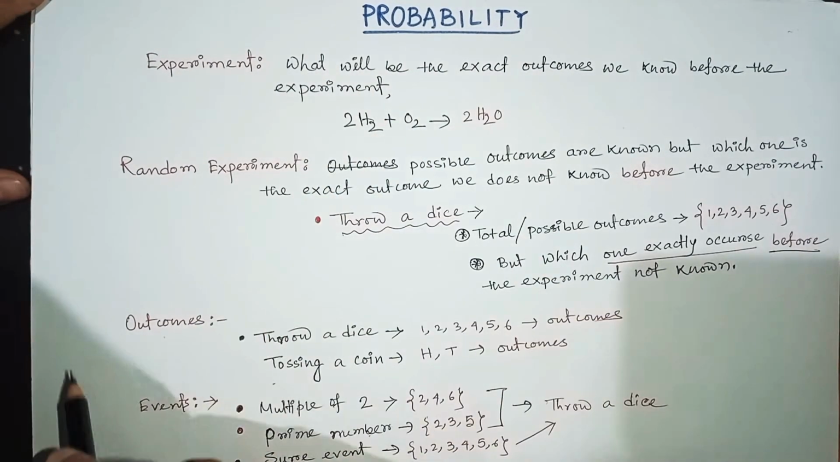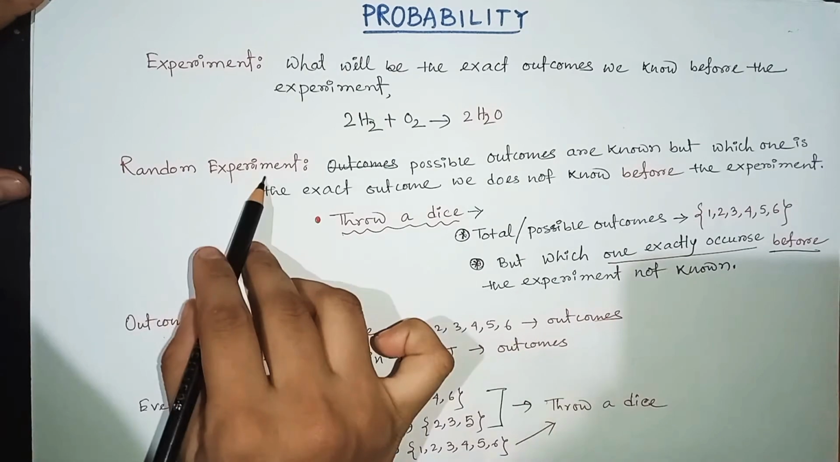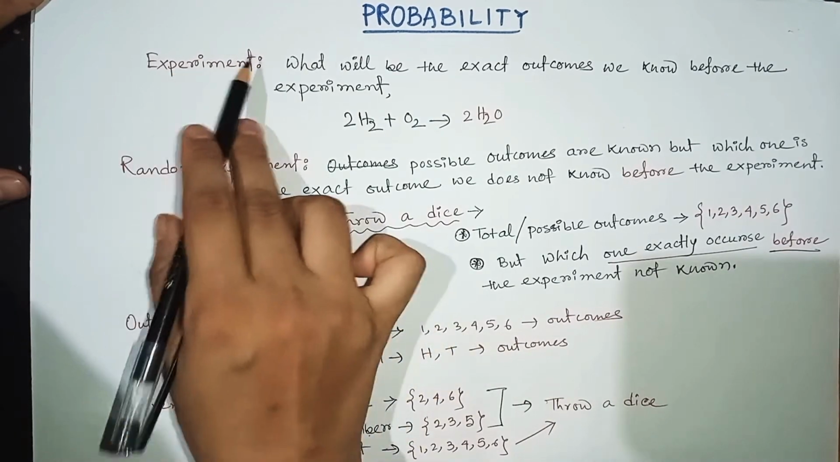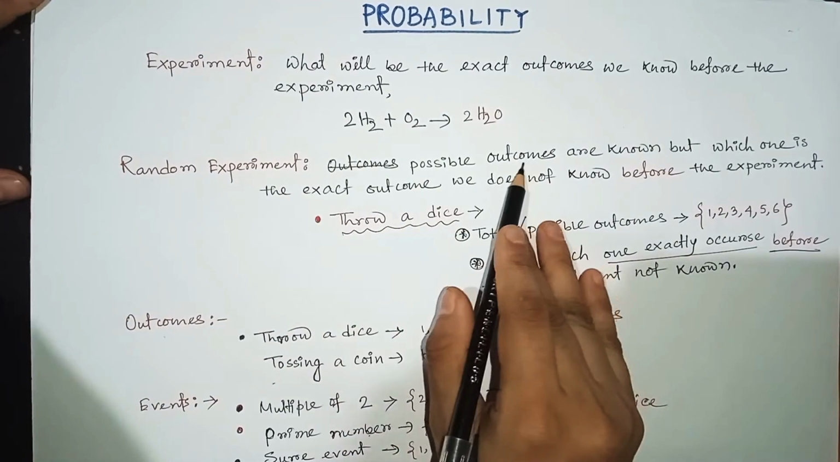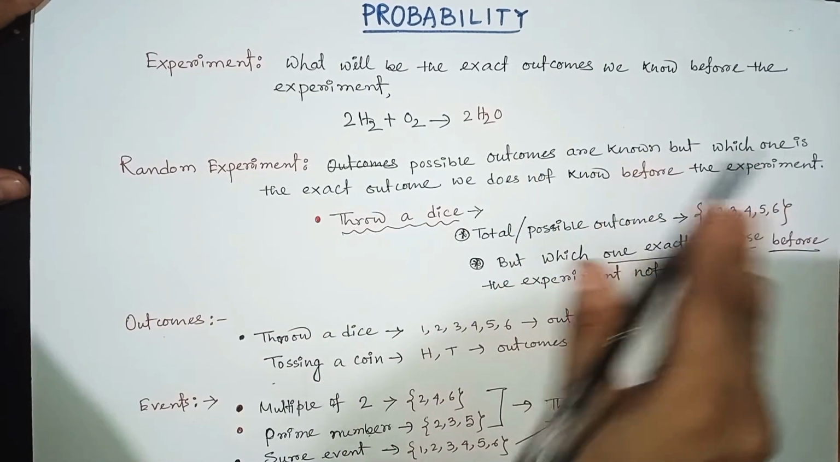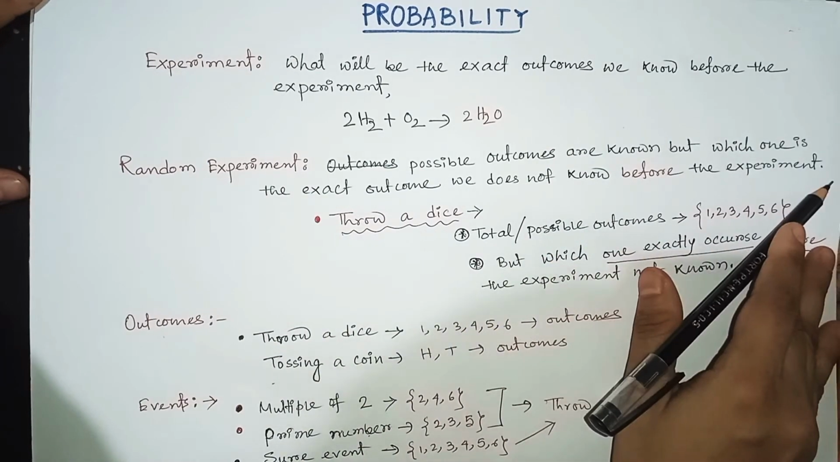Today we study probability. Here you have to know some terms. First, random experiment. What is a random experiment? A random experiment means the possible outcomes are known, but which one is the exact outcome, we don't know before the experiment.